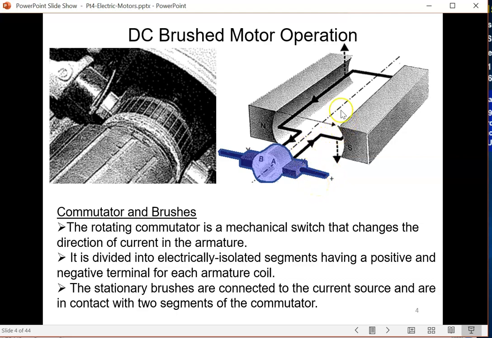So when you turn around by 360 degrees, A comes to B and B comes to A. Therefore, the current going to B will be supplied by the positive power source, and the A side is going to be supplied by the brush on the negative side. Therefore, the current is reversed, and the force will continue in the same direction as before.